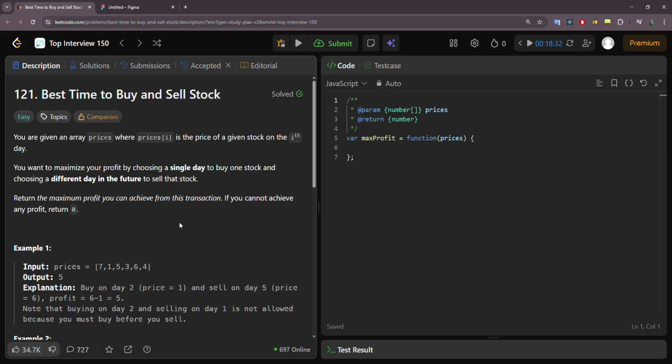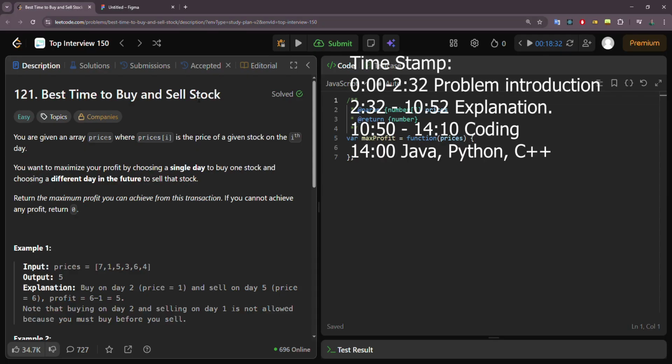Hi guys, today we are going to solve the 121st problem, Best Time to Buy and Sell Stock.